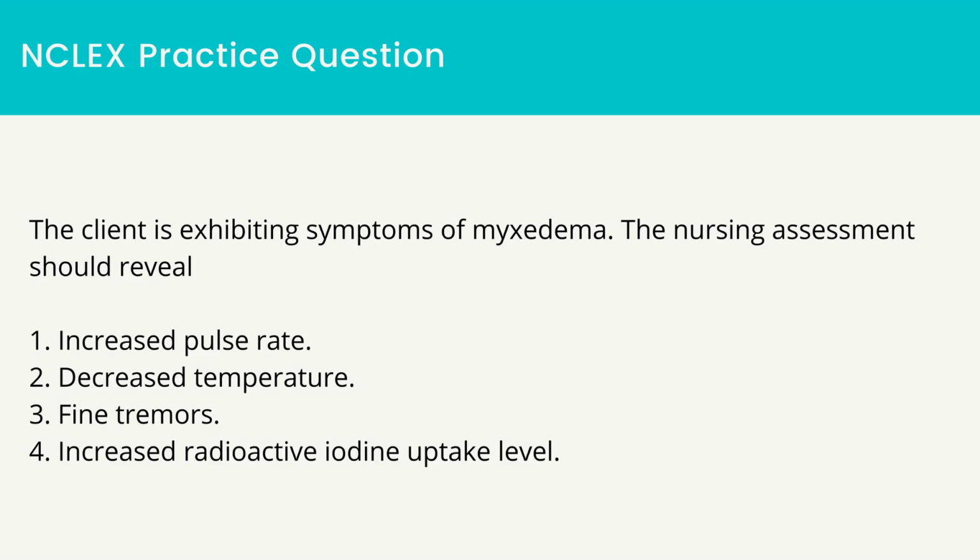Step 4. Read each answer carefully. Step 5. Eliminate at least 2 wrong answers. Step 6. Reread and compare your last 2 answers. Which answer is the best answer? Step 7. Make a decision. Now let's see if you got the answer correct.